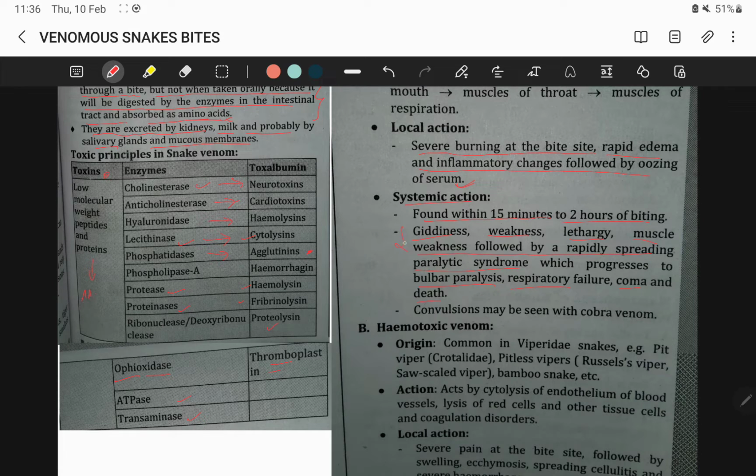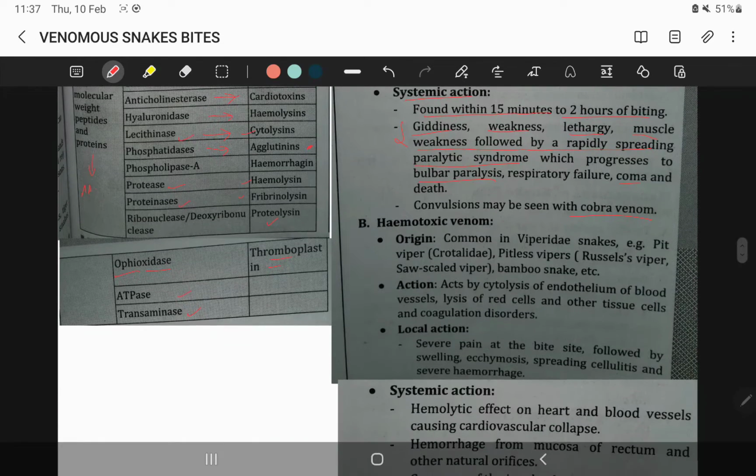The local effects are what you have seen in the movies, you can make out of that. But the paralytic syndrome that spreads and progresses to bulbar paralysis will lead to respiratory failure, coma, and then death, right? Convulsions may also be seen with cobra venom. Any kind of convulsions can be seen with cobra venom.